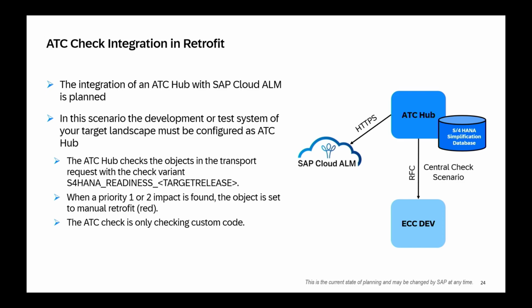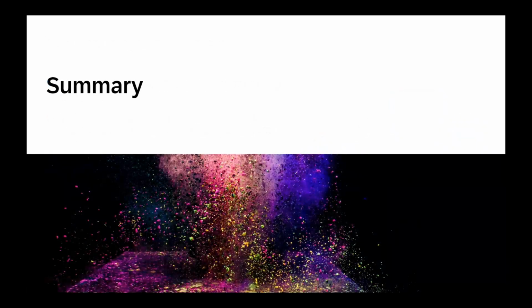If you get a priority 1 or 2 impact, so then the object is set to manual retrofit as you know it, and the ATC check, of course, is then only as well checking the custom code. But all of this is something that we have in the SDPI area already available. It's available in the managed systems, and that's why we can configure an ATC hub there with the S/4HANA simplification database in the machine room in that sense. That's the state of planning, which direction we would like to head to as well then help with these conversion projects. And with that, we are already at the summary, and there I would first hand over to Jörg again.